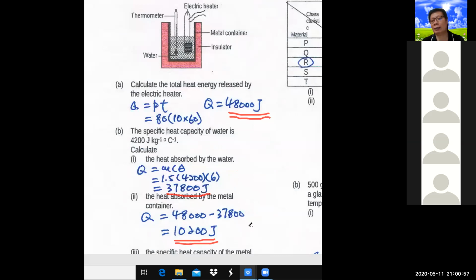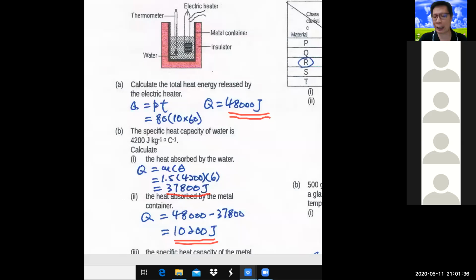And now I have one question I want to ask you here. Let me see whether you know or not. Both the water and the container, the temperature increases by 6 degrees, right? 28 to 34, right? But how come the water absorbs more heat, but the container only absorbs 10,200 joule? Why does the container absorb less? Why does the water need to absorb a lot of heat? The temperature goes up the same, from 28 to 34. Why? Why the container needs to absorb less heat compared to the water?